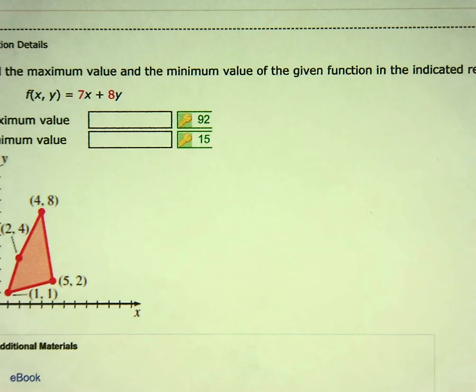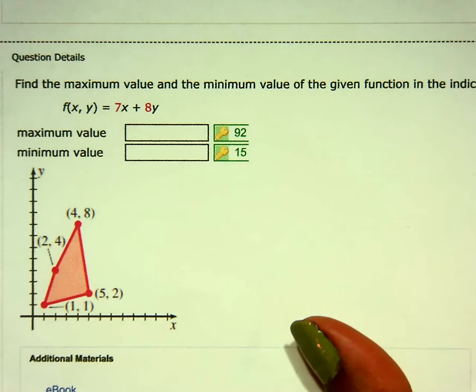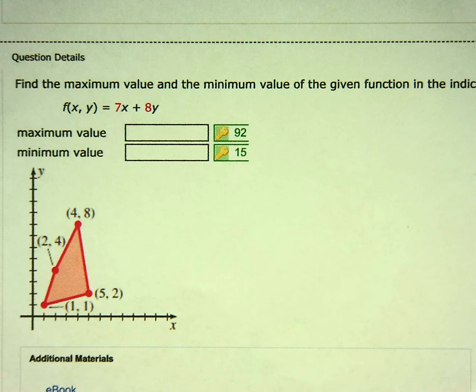Let me zoom in for this one so we can have a better understanding of what we're doing. Given to you, you have a function for x and y. But within that function is the equation of 7x plus 8y. They want to know what would be the maximum and minimum value of this given function. So again, the function is the same thing as your equation, 7x plus 8y. But if you look carefully at this picture, they look like they're giving you some vertices. The vertices are a fancy way of saying corners.